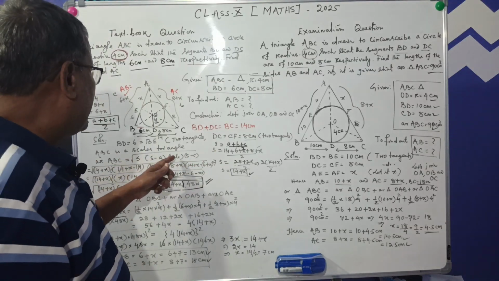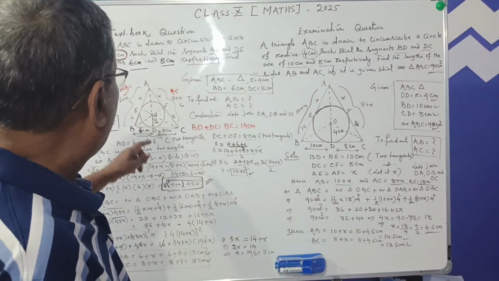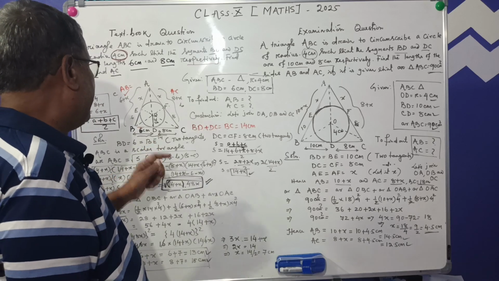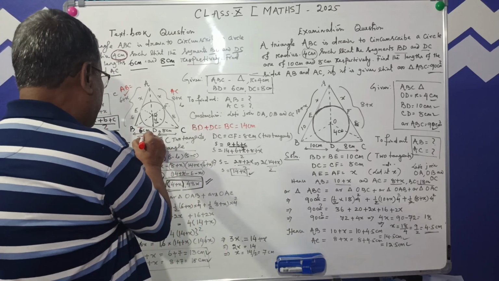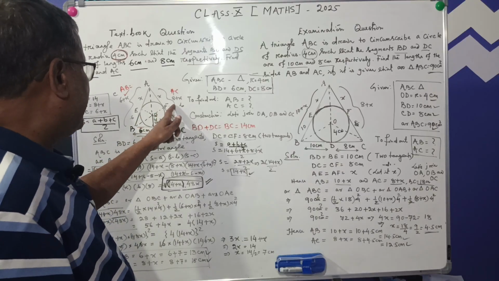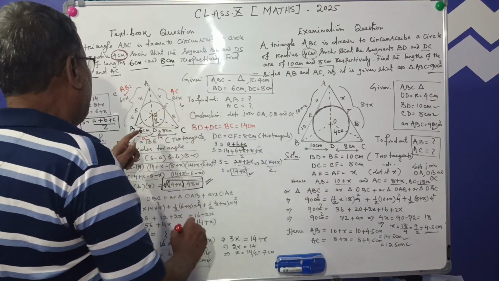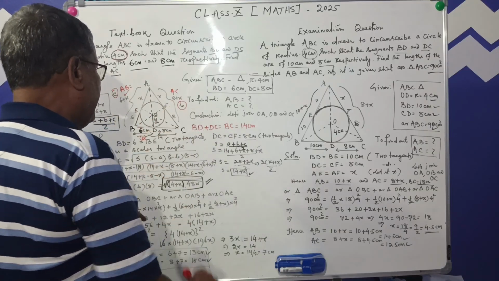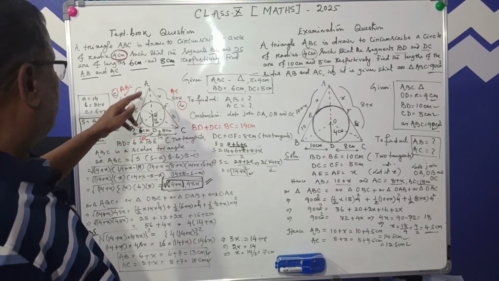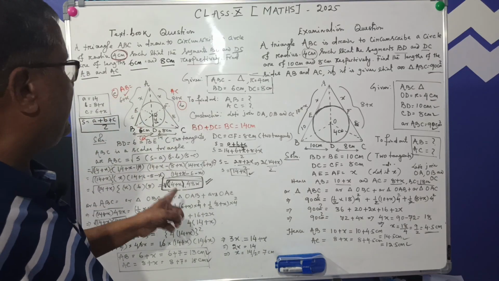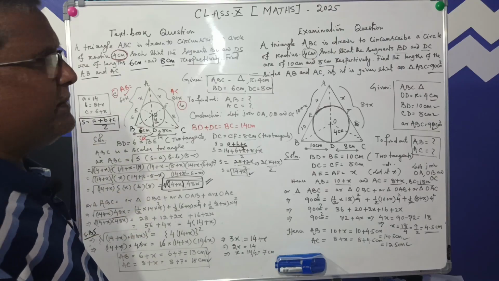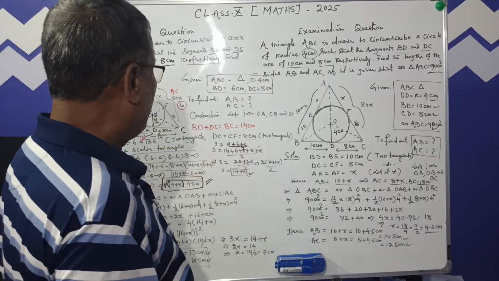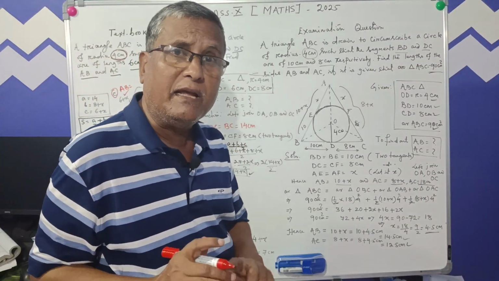So what is a, what is b, what is c? Let us know. The vertex A, the opposite side is denoted as small a. This side opposite B is small b, and this is small c. Now the total perimeter is a plus b plus c, and S is the half perimeter, that is a plus b plus c by 2. So let's find out the half perimeter S.